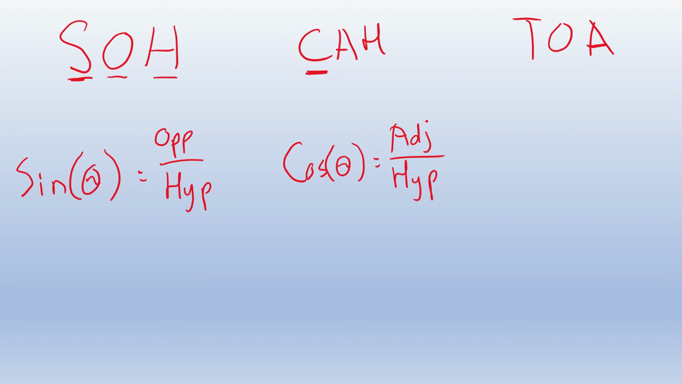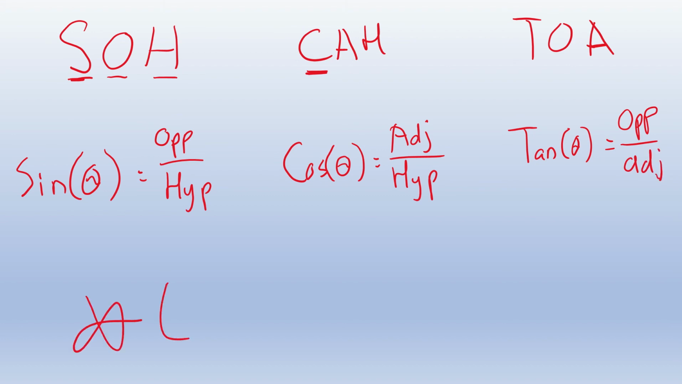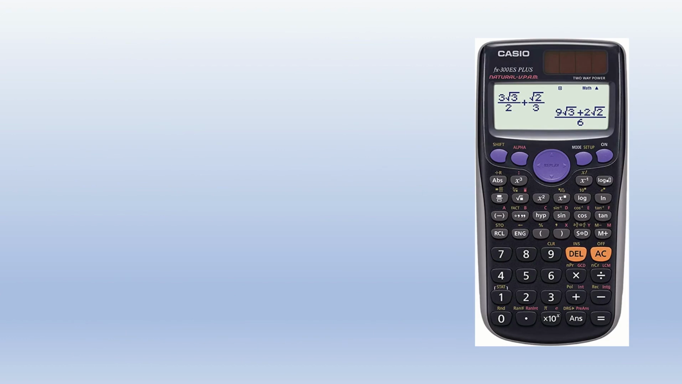And you might be able to guess the last one. The T stands for tan of your angle is going to be your opposite over your adjacent. So it's really, really helpful to learn these. If you forget them, they are in your log tables, but it will definitely speed up your calculations learning those off.